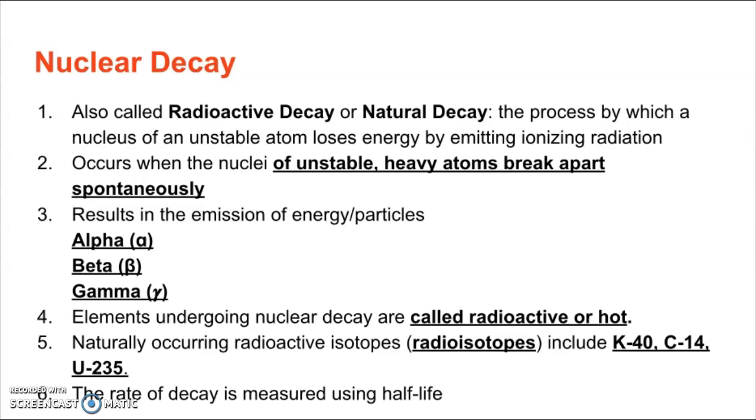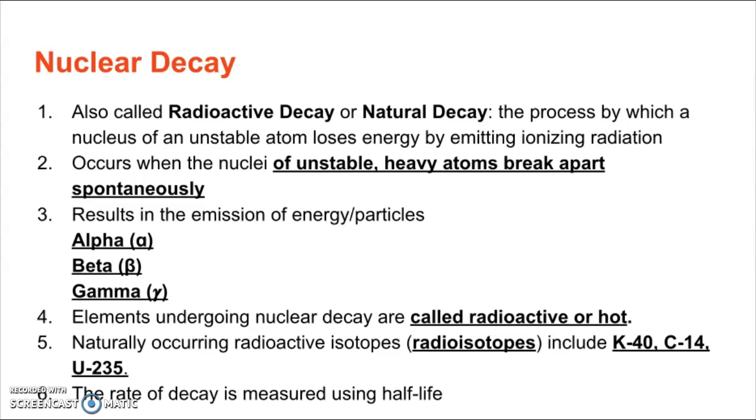This occurs when a nucleus of an unstable, heavy atom breaks apart spontaneously. So it just happens. Nothing needs to hit the nucleus. And when this breaking apart occurs, it gives off, or emits, three types of particles: an alpha particle, a beta particle, and a gamma ray. And we're going to look at what each individual one looks like.